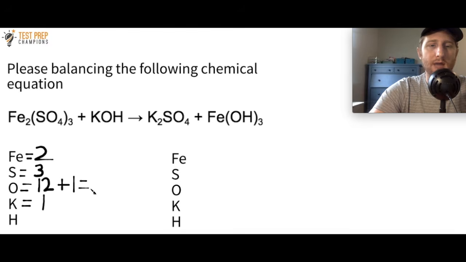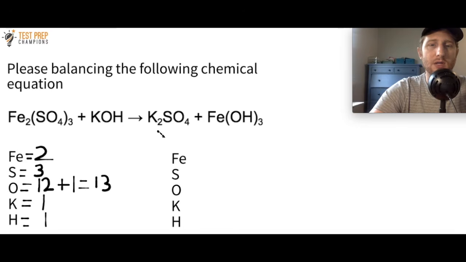So instead of having 12 O's, I really have 13 O's on the left-hand side. And I've got this 1 H right here. Okay, so I've taken stock of everything I have on the left-hand side of the equation. And when I say left-hand side, I just mean everything to the left of my arrow. Now let's do the same for the right-hand side. So everything on the right, I'm going to take stock of it right down here.